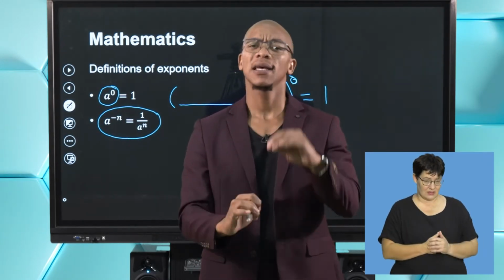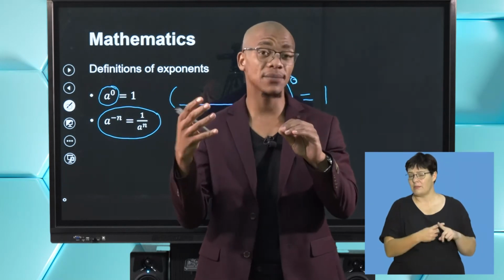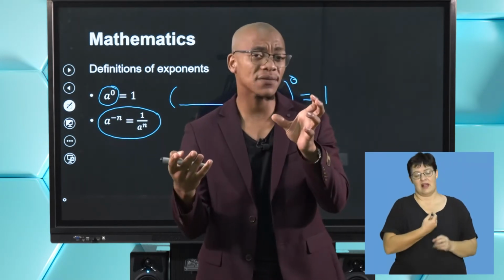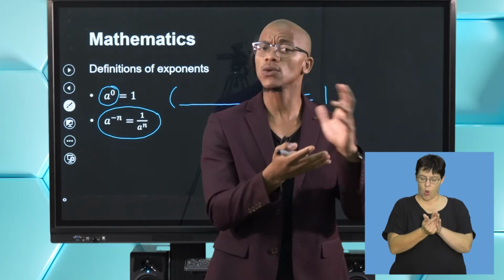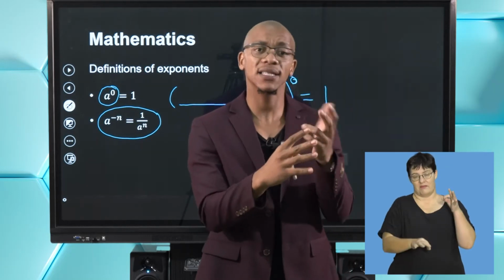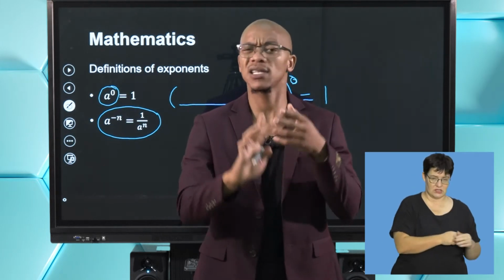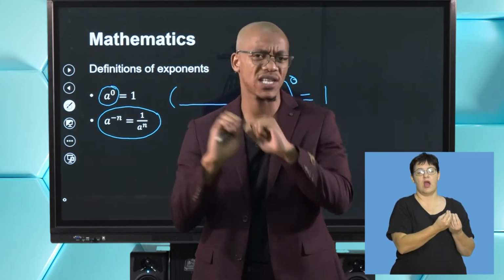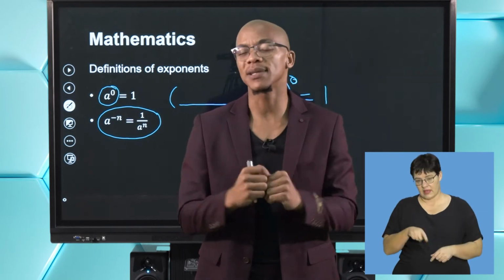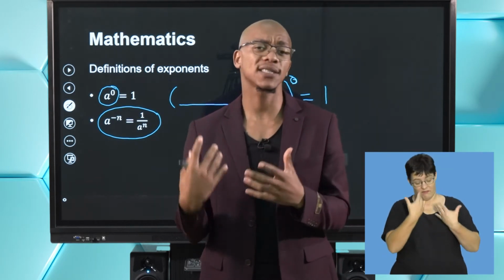So remember, the exponent will be how many times a base is multiplied by itself. There's some laws that we use in order to simplify that. It will be the law of multiplication, the law of division. They normally call it the product and the quotient law. And also it will then be the law of brackets that we just did now.